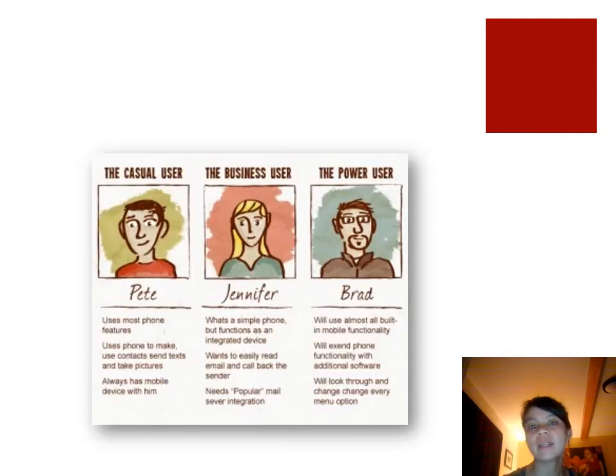Okay. You can also have many different personas. So maybe you can't quite decide on one. Maybe you have a casual user, a business user, and a power user. And you can actually have three different types that you can create instead of just one, if that's the way that you want to go.